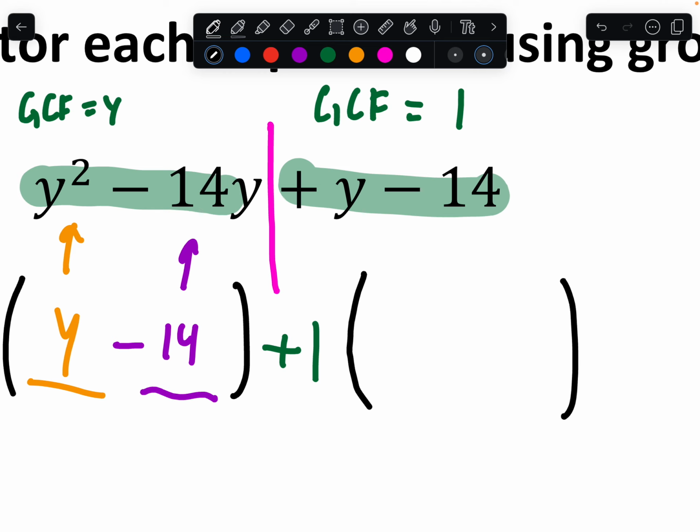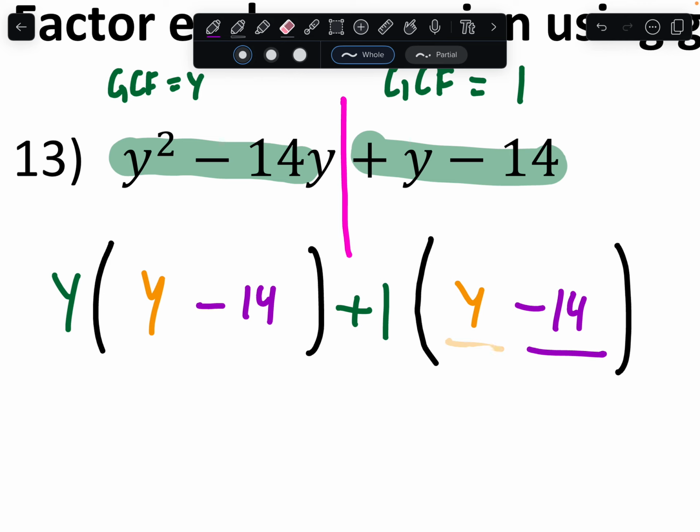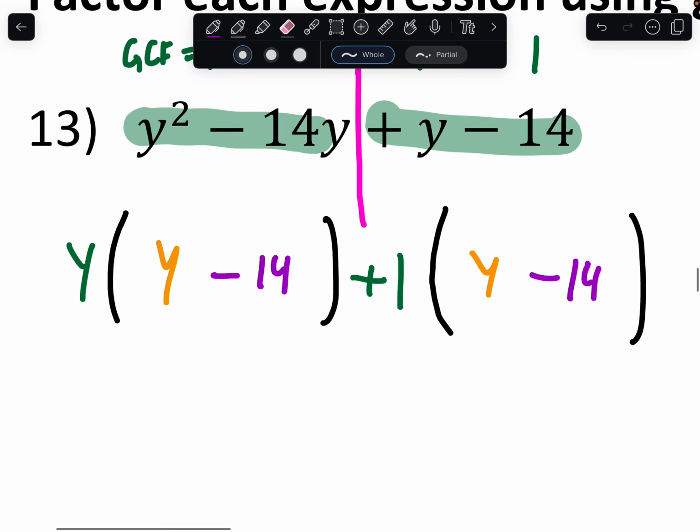Then 1 times what, right? So 1 times what is y? Well, 1 times y is y. And 1 times what is negative 14? So 1 times negative 14 is negative 14. So we end up with this. I'll clean up some of this stuff. And so the next step is a little odd sounding, but what you're going to do is look for common factors here and here.